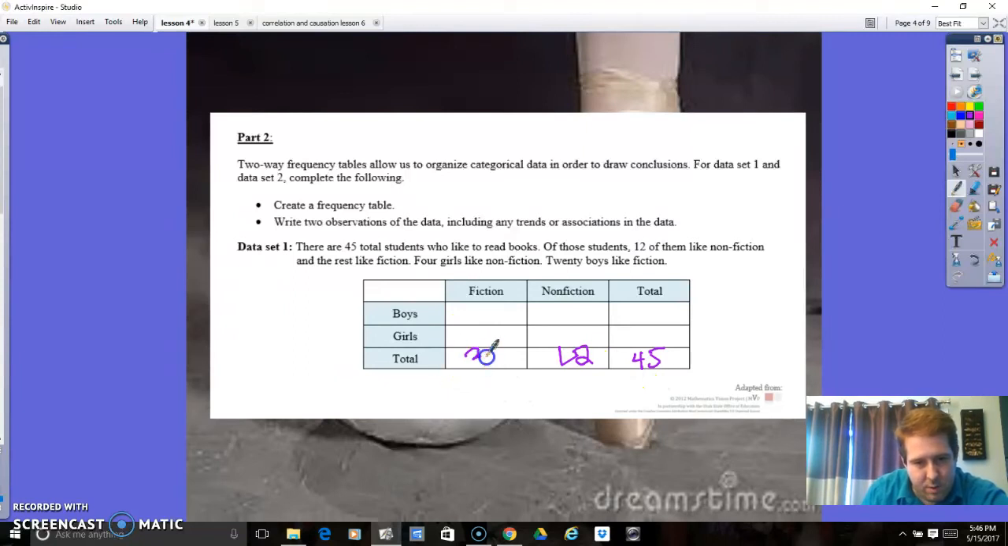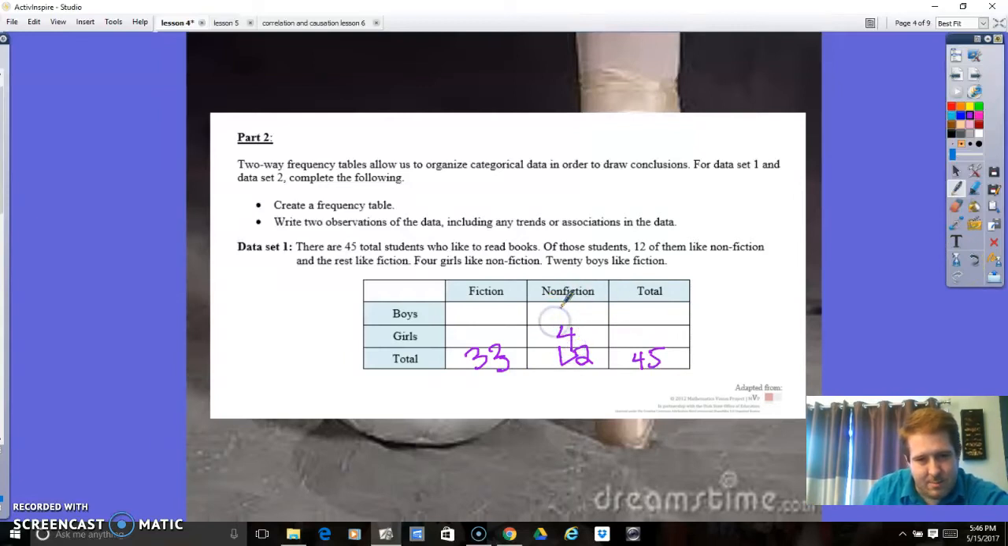There we go. And the next sentence says, and the rest of them like fiction. Okay, we just did that. 4 girls like nonfiction. Okay. So if 4 girls like nonfiction, and it was a total of 12 people who chose nonfiction, then that must mean that the amount of boys, 12 minus the 4, must have been 8.